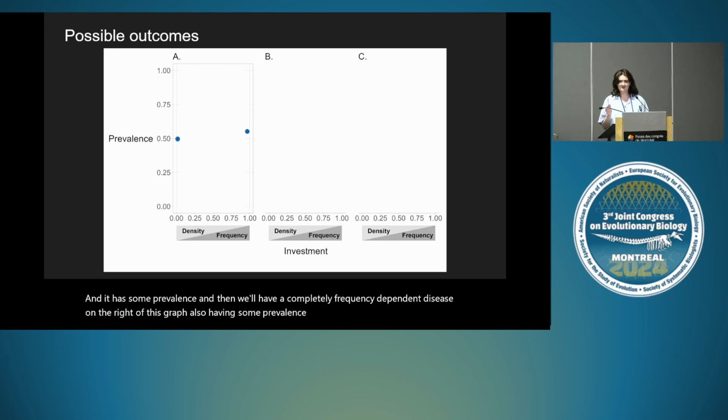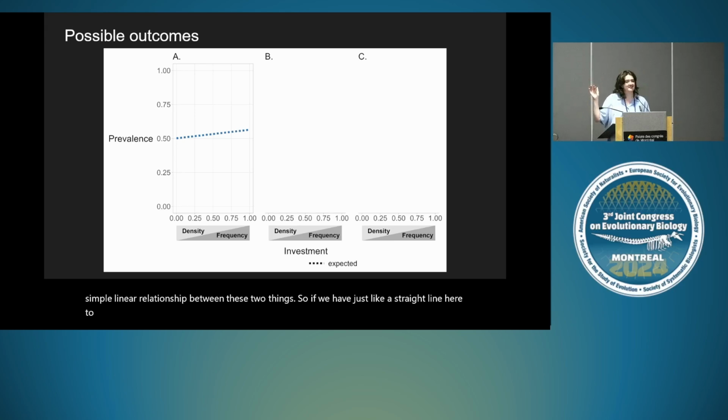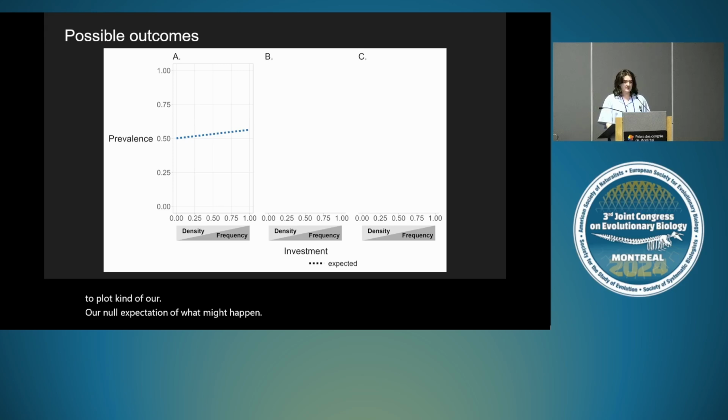Our null expectation for what might happen is that the prevalence of a mixed mode disease is additive, that it has a simple linear relationship between these two things. So we have a straight line here to plot our null expectation of what might happen.